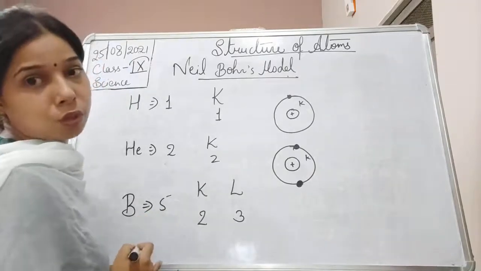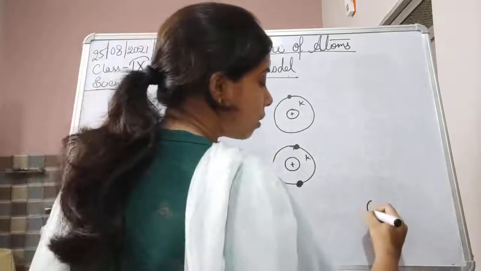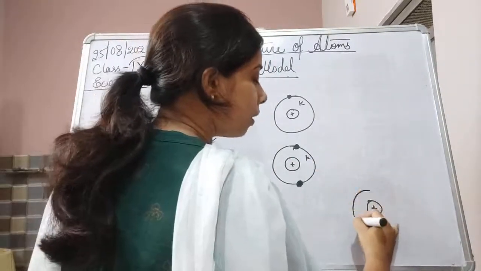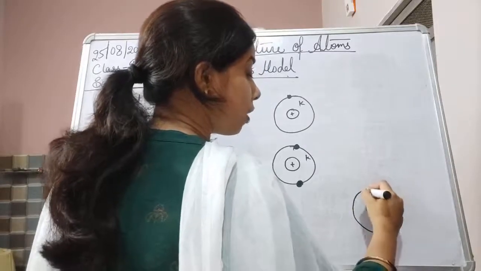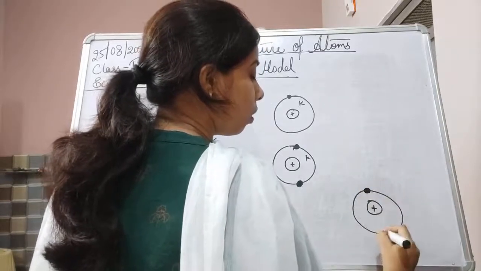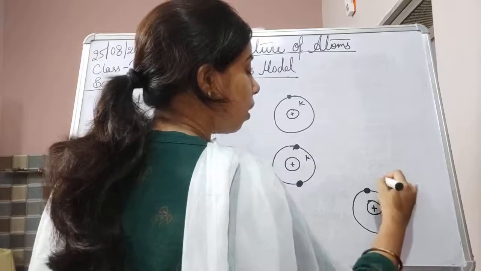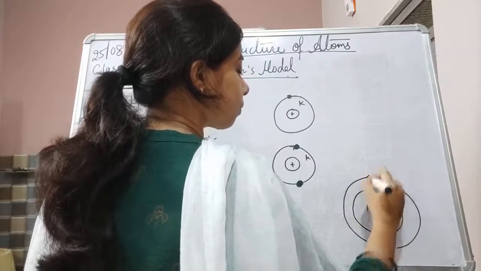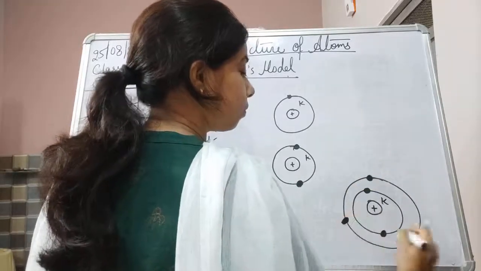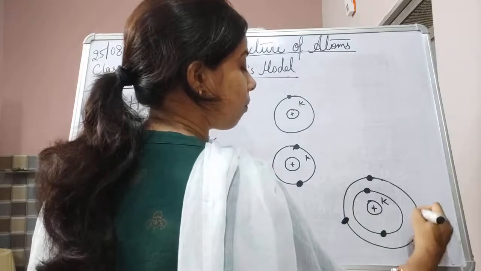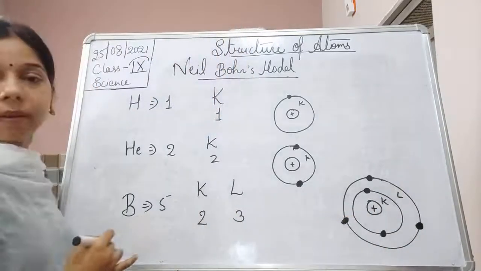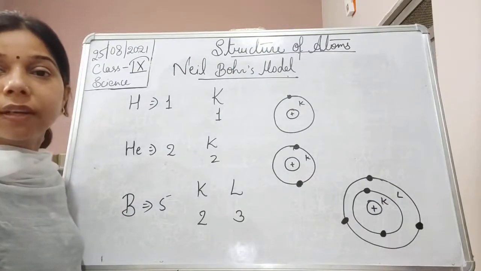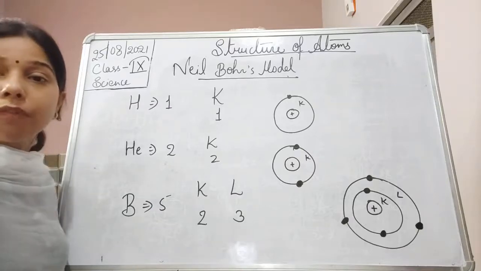And the same kind of structure we are going to show you. It is what? It is the nucleus. Around the nucleus there is an orbit which is of the K shell. One electron is here, one electron is here. This is the K shell. And outside this K shell, 1, 2 and 3. This is what? This is the L shell. Okay. So this is the atomic structure and electronic configuration of boron.